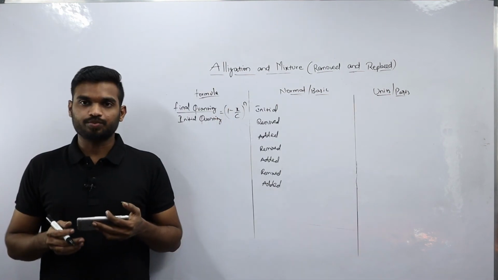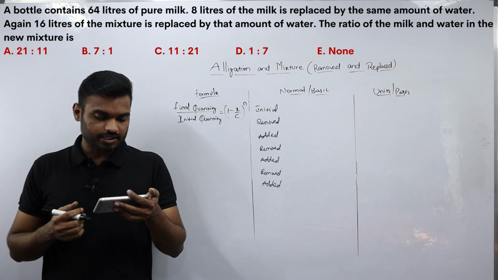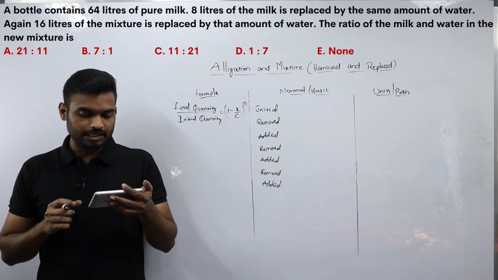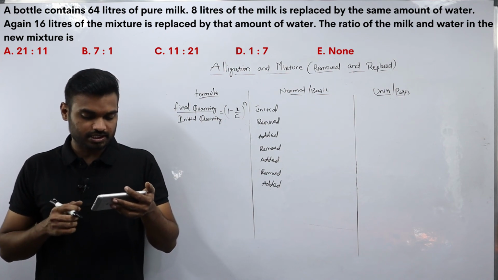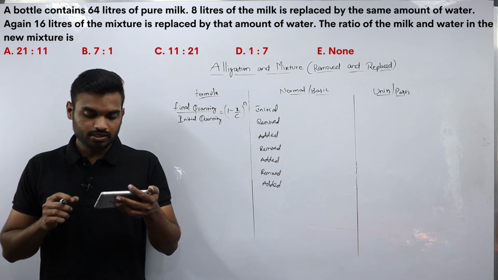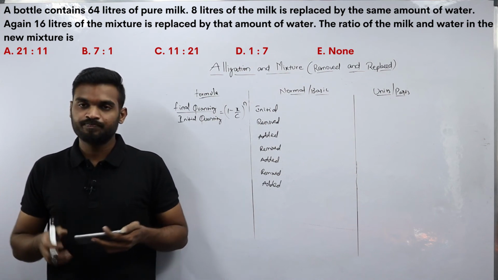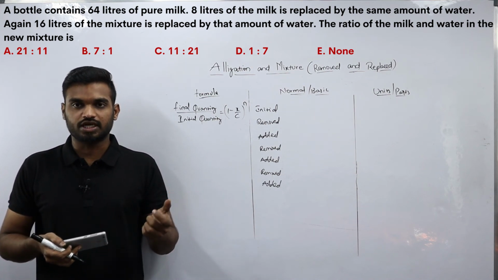Okay, now let's see the fourth problem. They are saying that a bottle contains 64 liters of pure milk, 8 liters of milk is replaced by the same amount of water. Again 16 liters of mixture is replaced by that amount of water. The ratio of milk and water in the new mixture is? So we need to find out what is the final ratio of milk and water.